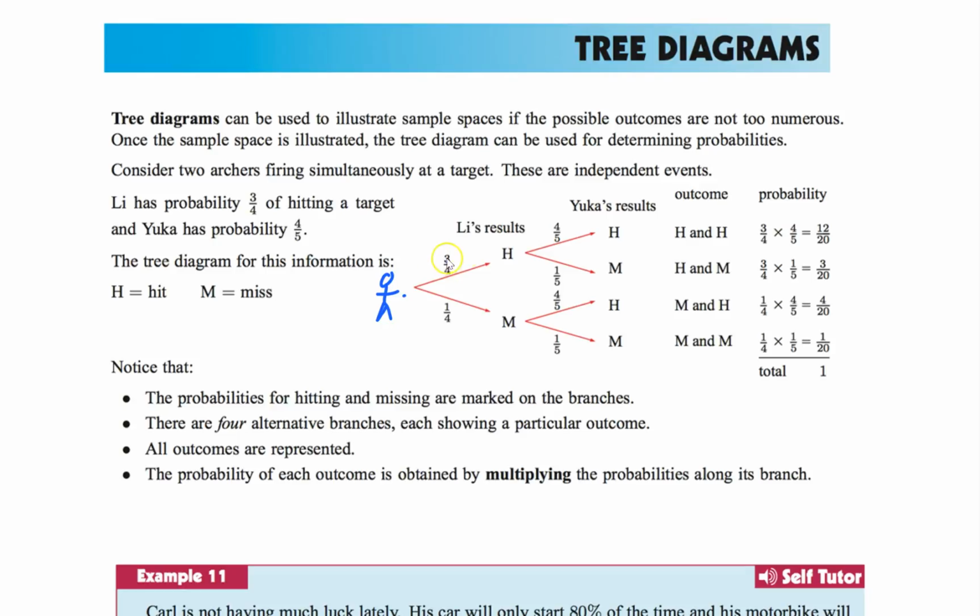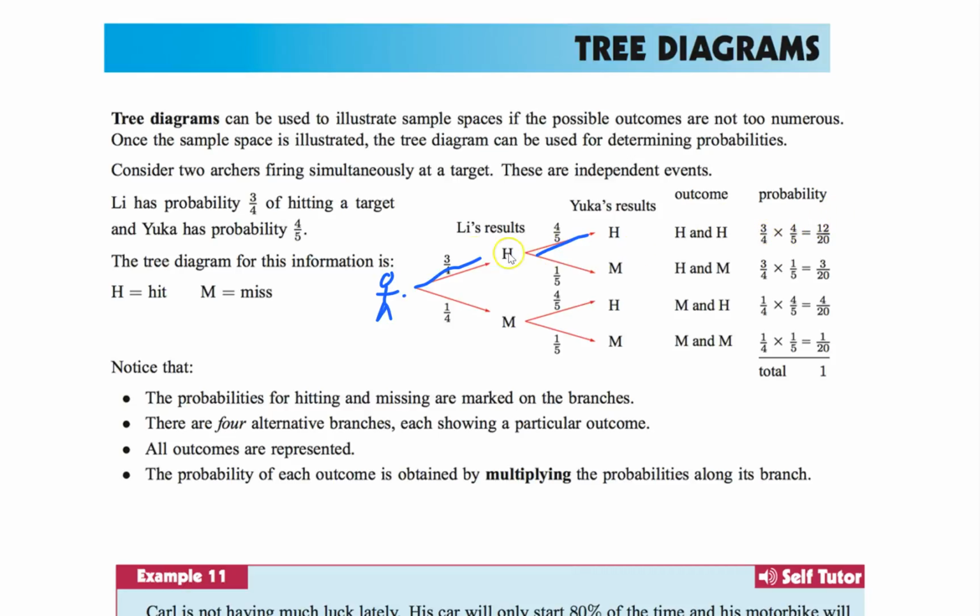So again, they don't affect each other, so you just go, Yuka has a 4/5 chance of getting a hit and a 1/5 chance of getting a miss. 4/5 chance hit, 1/5 chance of getting a miss. Right, and if I want to figure out what's the odds that they're both going to get a hit, all you do is you multiply that line. So hit for Lee and a hit for Yuka. So you just multiply that, 12 out of 20.